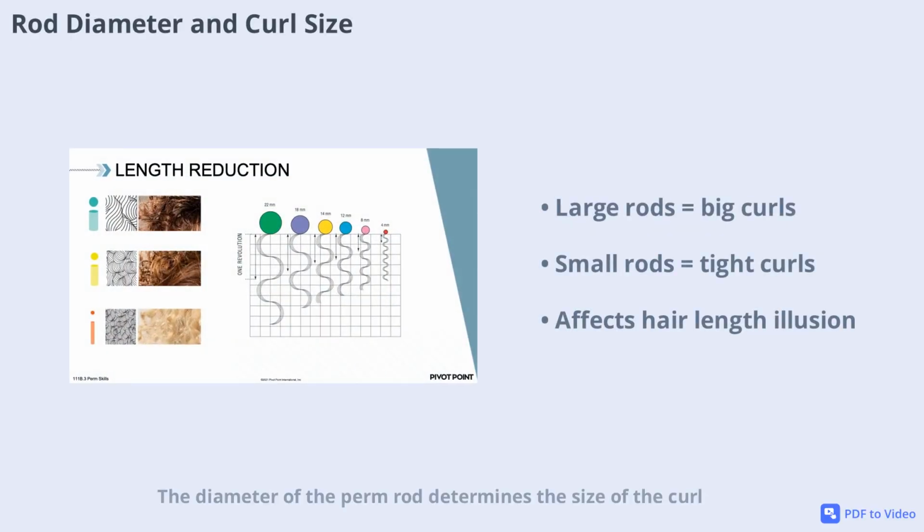The diameter of the perm rod determines the size of the curl. Large diameter rods create big curls and wave formations, while medium rods produce medium curls and small rods result in tight, firm curls. Remember, smaller rods also create the illusion of shorter hair length, so choose accordingly to achieve your client's desired look.